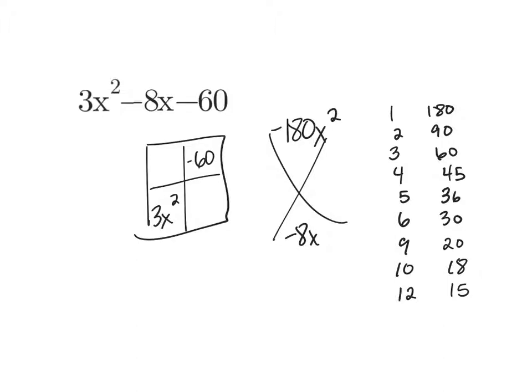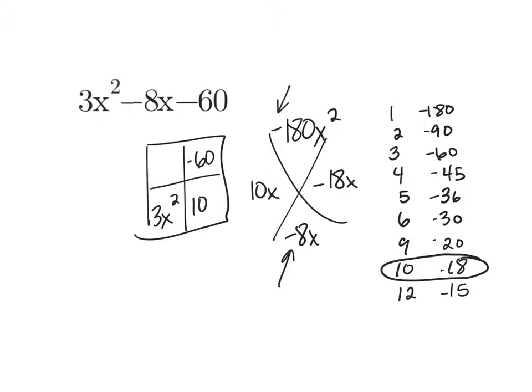Now I have this situation too, where this is a negative, so one of these numbers, either the smaller number or the larger number, is going to be negative. If they add up to a negative, that means my bigger number is the negative one. So what I'm looking for is a pair of these that has a difference of negative 8. 10 plus negative 18 is going to give me negative 8. So 10x, negative 18x. I'm going to plop those in the boxes, doesn't matter which. It does matter that the negative stays with the 18.